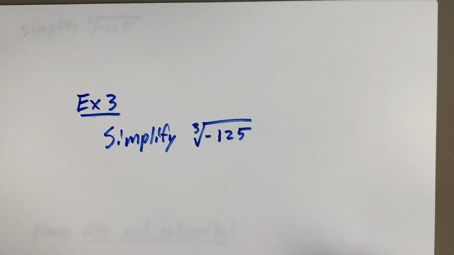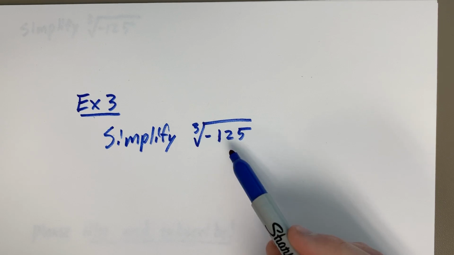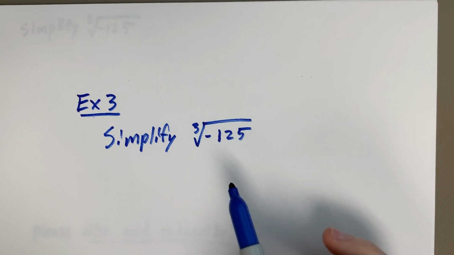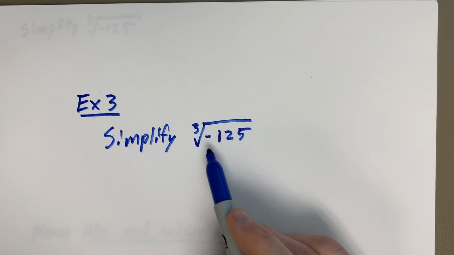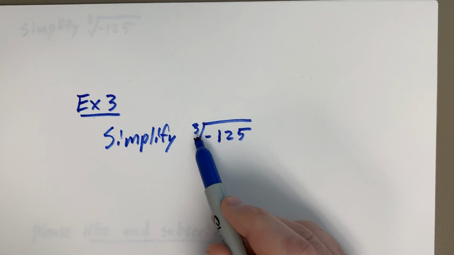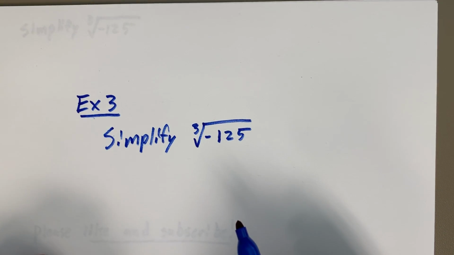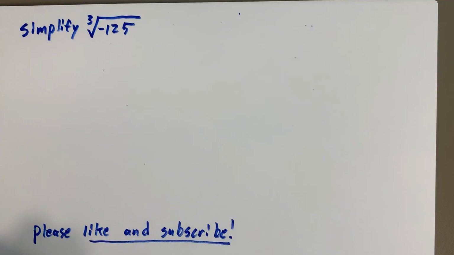Alright, so in this video we're going to be talking about how to simplify the expression cube root of negative 125. This is contrasted with the previous two examples because now we're dealing with a negative number inside a radical. And as long as we have an odd root, we can deal with this effectively. So I'll show you how to do that in a few seconds here.